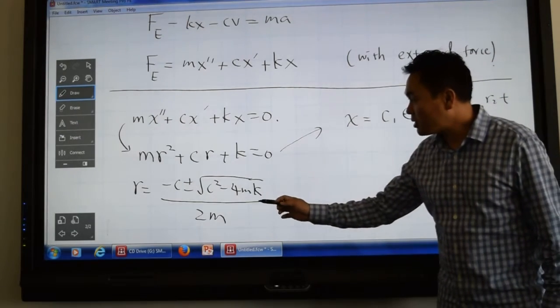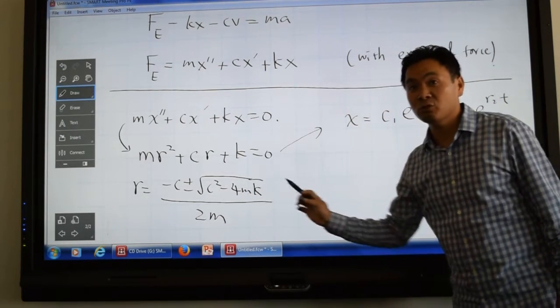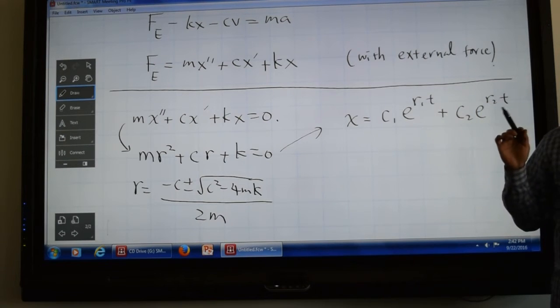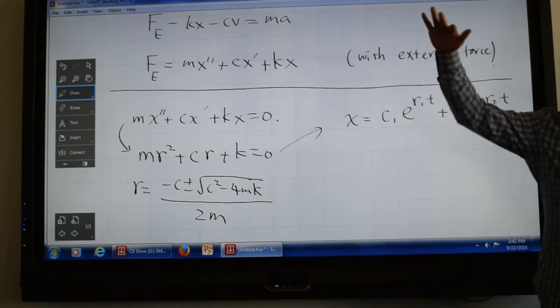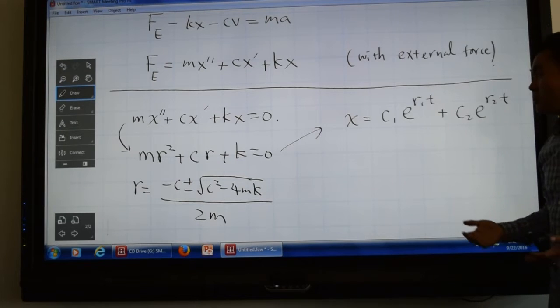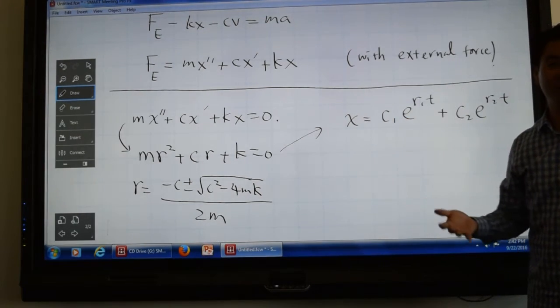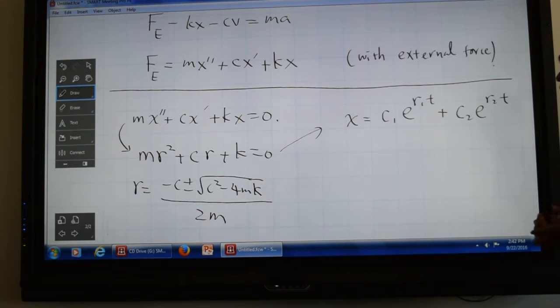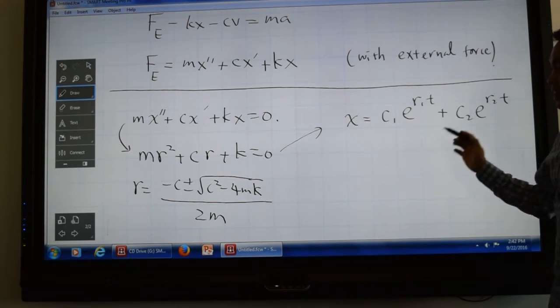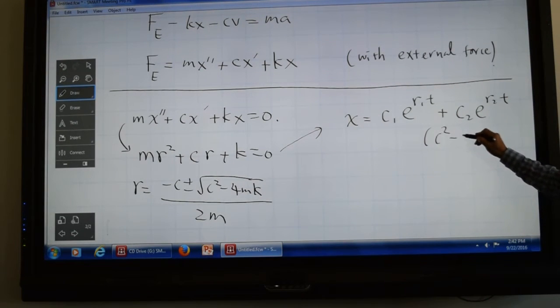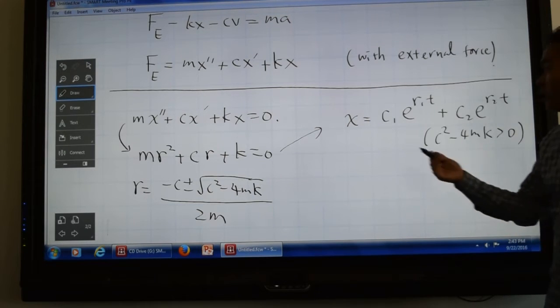First, you can show that if this is positive, these two solutions will always be negative. So the two solutions, r1 and r2, will always be negative. So you have something that's decreasing, which kind of makes sense. You don't want your x to be increasing without bound. That's not that physical, right? So this is the case when c squared minus 4mk is positive. But there are other cases.